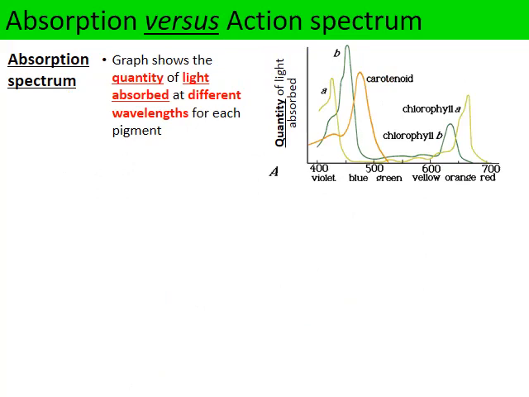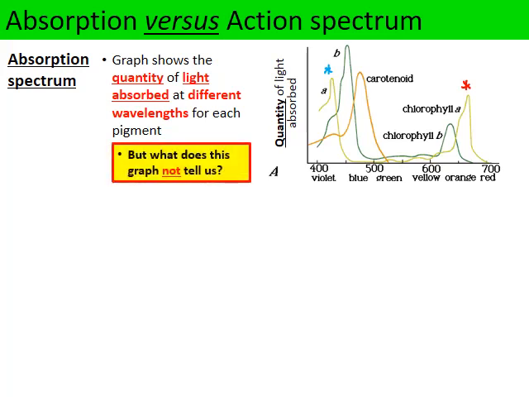Now we've got the absorption spectrum at the top, so we know it's the quantity of light being absorbed by the different pigments at all the different wavelengths of light. And we said earlier that chlorophyll A has the most light energy being absorbed in the blue part of the spectrum and also at the red end of the spectrum. There's lots of light energy, lots of photons of blue light and red light being absorbed by chlorophyll A here. But what does this not tell us? Well, it does tell us the quantity of light being absorbed by each pigment at all the different wavelengths, but it does not tell us what this light energy is actually being used for.